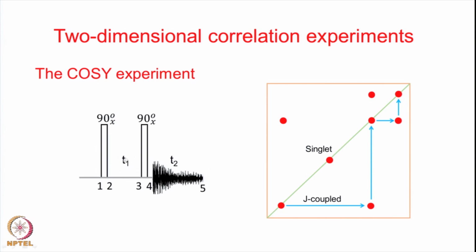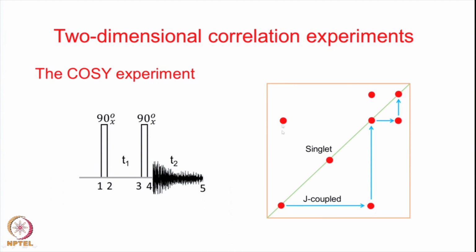Two-dimensional Fourier transformation of such data results in a spectrum which looks like this. We have peaks along the diagonal, which are called the diagonal peaks. You have one frequency axis, F2, and the other F1, and on the diagonal F1 is equal to F2. Therefore it is called the diagonal, and we have cross peaks arising between two spins which are J coupled. This is the extremely useful part of the COSY experiment. It displays correlations between J coupled spins.